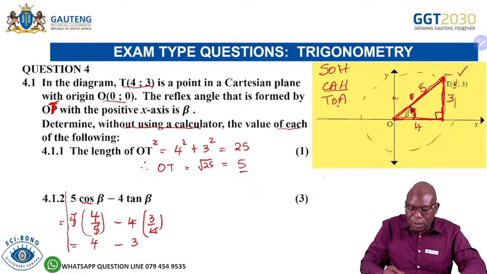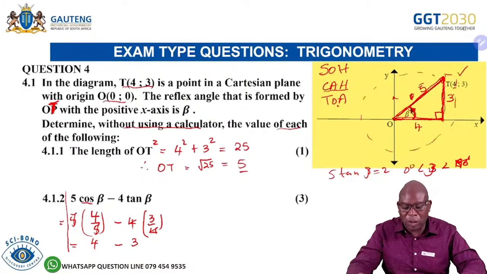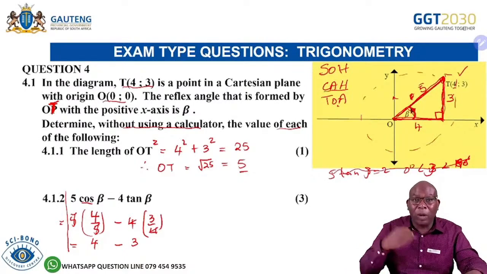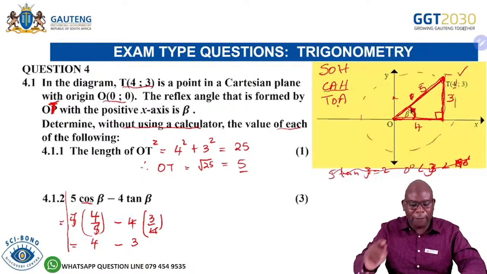Sometimes they will give you questions like 5 tan beta equals 2, and they say beta is between 180 degrees and 0 degrees. Then you must just know in which quadrant you must work it out. So these are the types of questions that they can get, but go and practice them. One of them will be there in the exam on Monday.